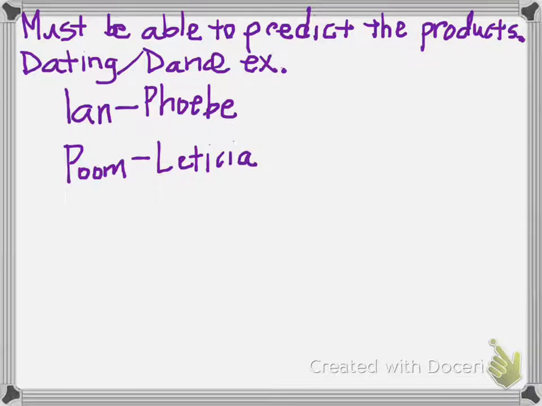Okay, so these are our reactants, right? Again, we have two compounds. We have some boys dancing with some girls. So throughout this dance, as they're dancing, Ian has decided that perhaps he doesn't want to dance with Phoebe anymore, and he'd really like to dance with Leticia. And as a result, that means that Poom is going to have to dance with Phoebe.